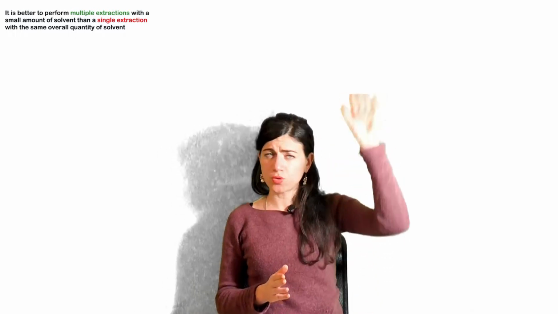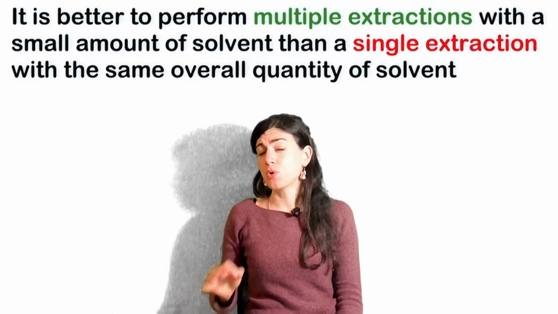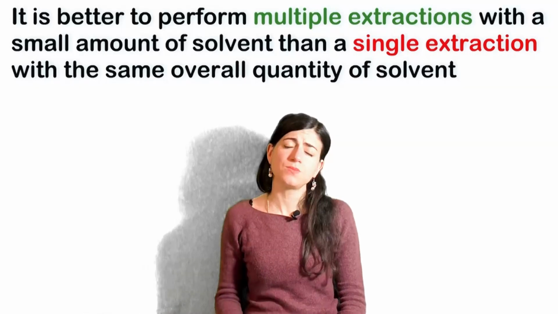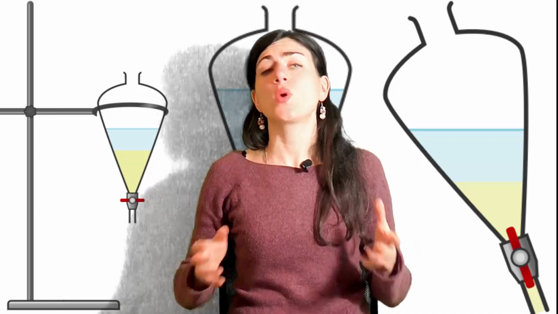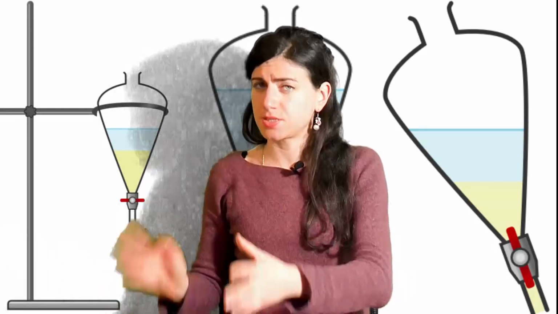With this mathematical example, we now understand the statement we put on the top. The phrase is now clear. It's better to conduct multiple extractions with a smaller amount of solvent rather than a single extraction with the same overall amount of solvent. Great, we have grasped the mathematical aspect of liquid-liquid extraction.